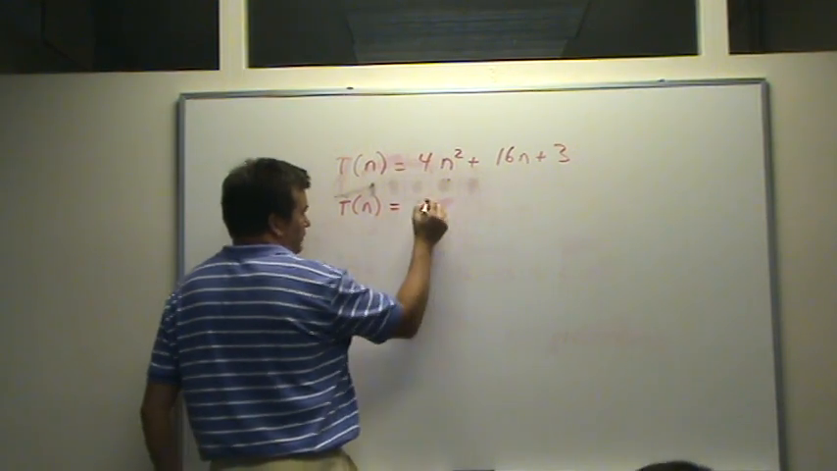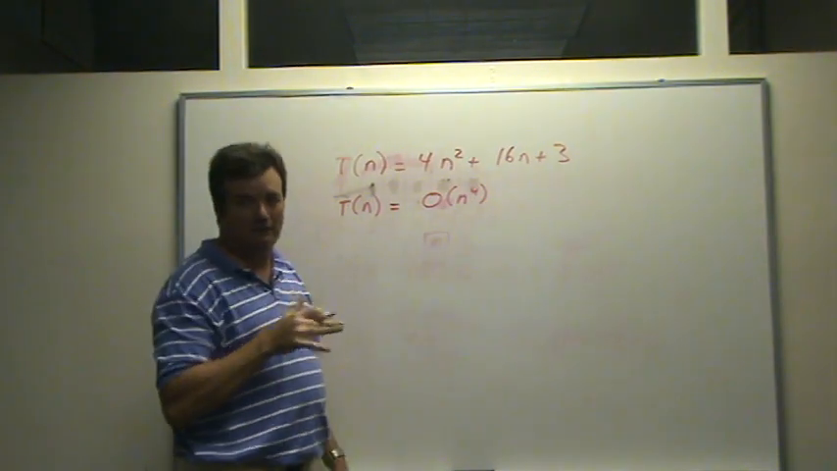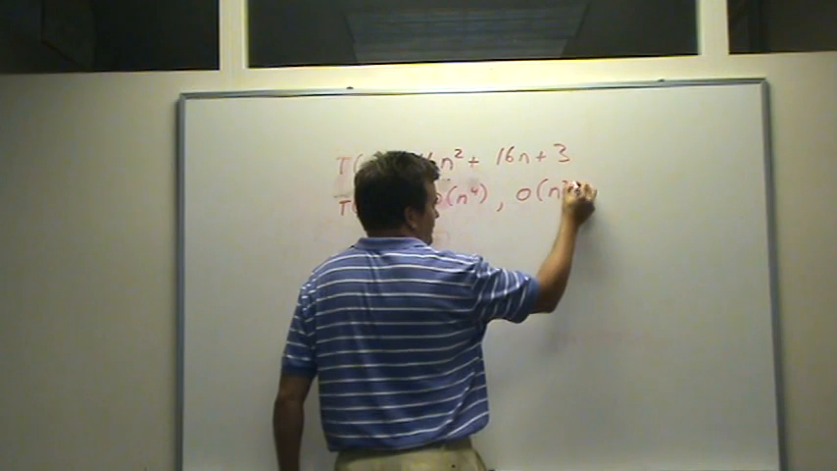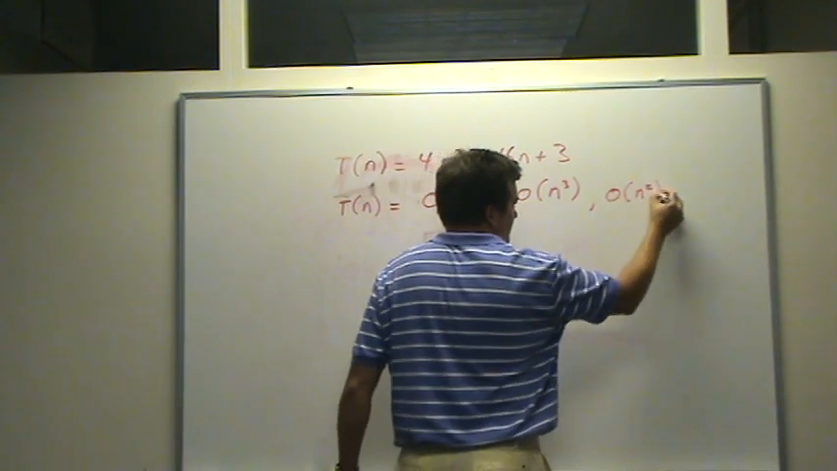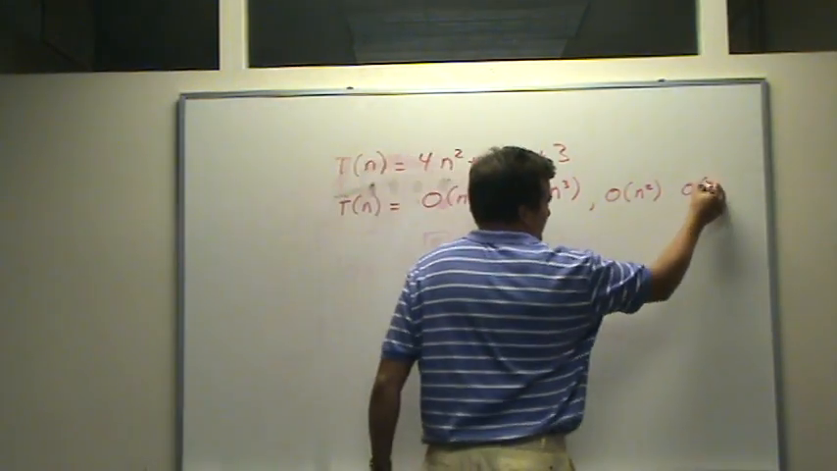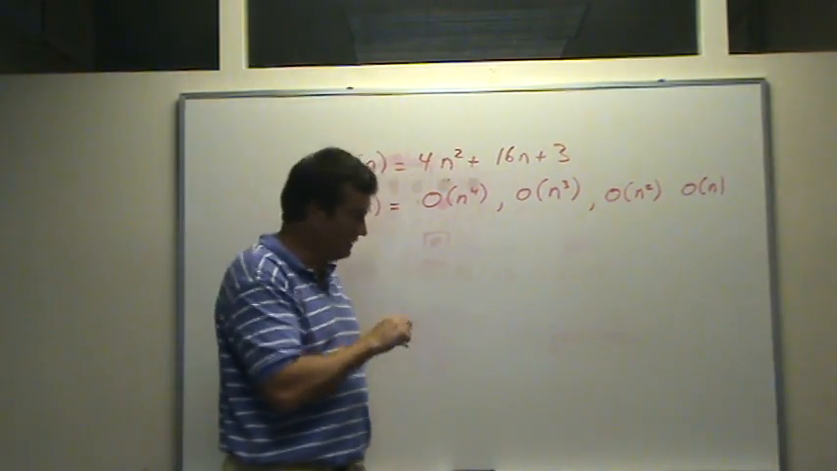This algorithm has a running time of n to the 4th. We proved that. It's also true that it's big O of n to the 3rd. It's also true that it's big O of n squared. But it's not true that it's big O of n. This one we said is not true, right? We decided this one's not true.